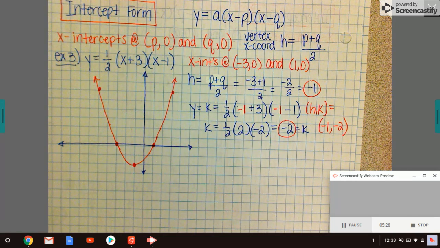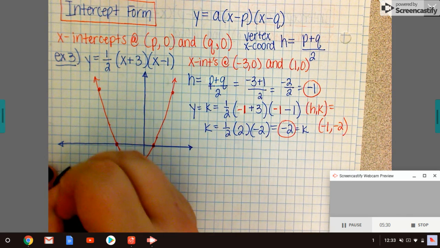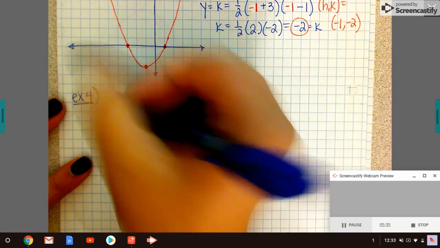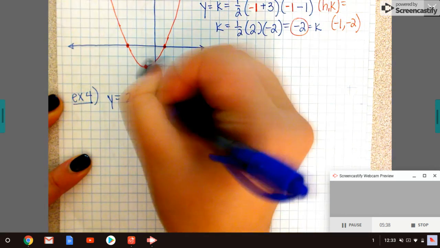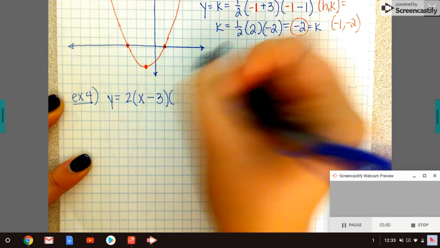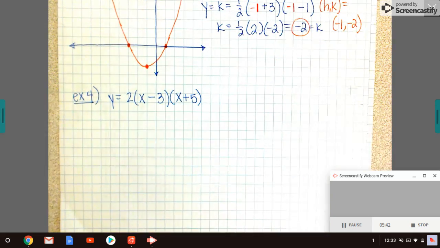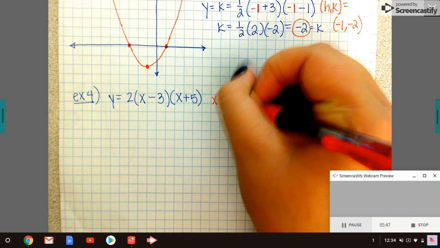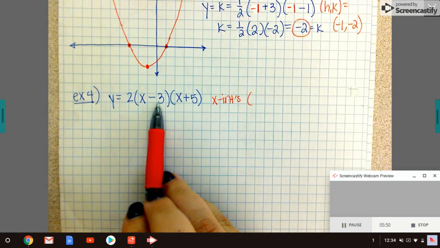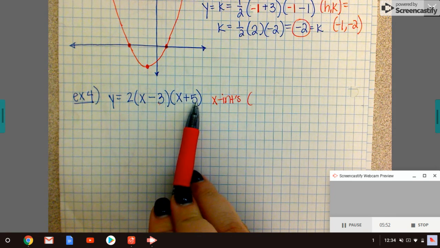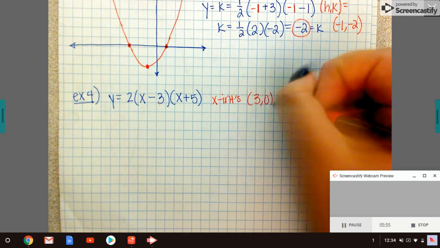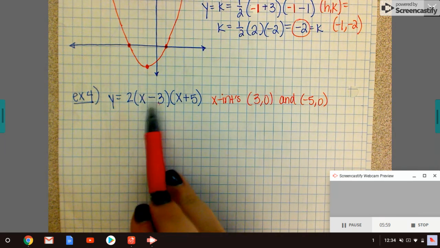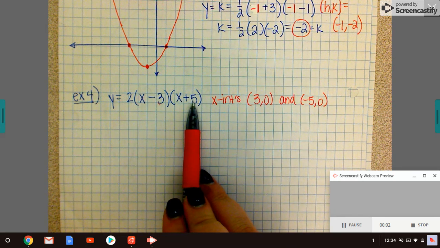All right, let's do one more example then. Here's our last one. Our last one is going to be y equals 2 times the quantity x minus 3, x plus 5. So on these ones, again, we start off with finding our x-intercepts. And they are at positive 3, 0 and negative 5, 0. So positive 3, and negative 5.